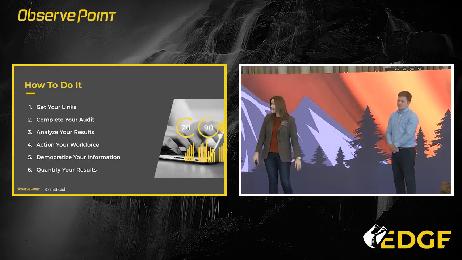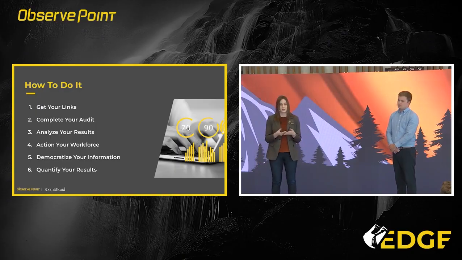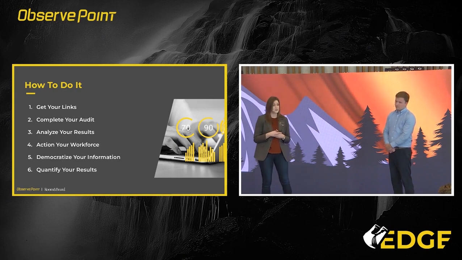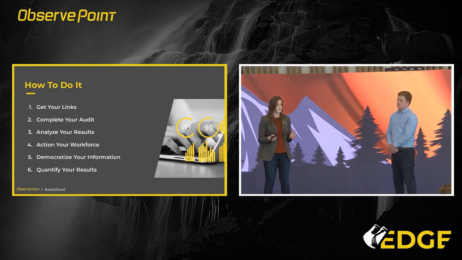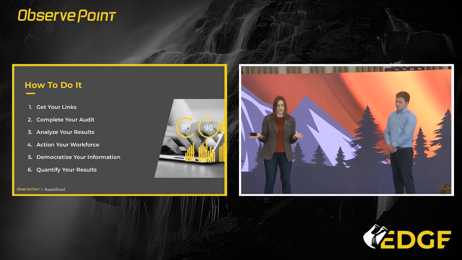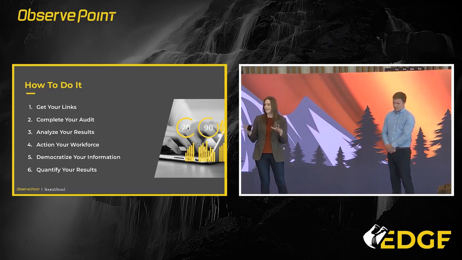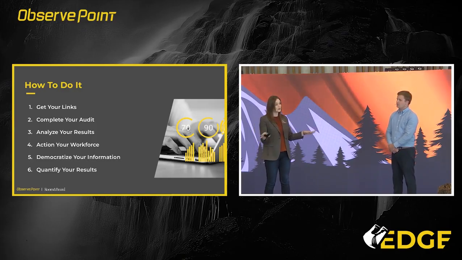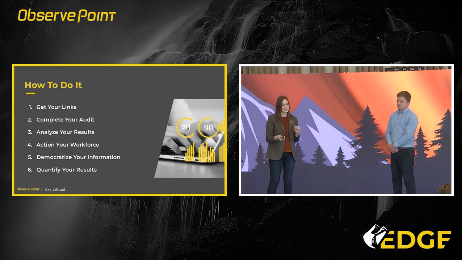So how do we do it? And more importantly, how can you do it too? In the most simplest terms, it boils down to 6 key steps. Get your links, complete an ObservePoint audit, analyze the results of that audit, action your workforce, democratize your information, and quantify your results. Sounds simple, right? That's going to be our key theme of this. If everything is easily accomplishable by all of you, I'm going to walk you through the steps to do each one of these.